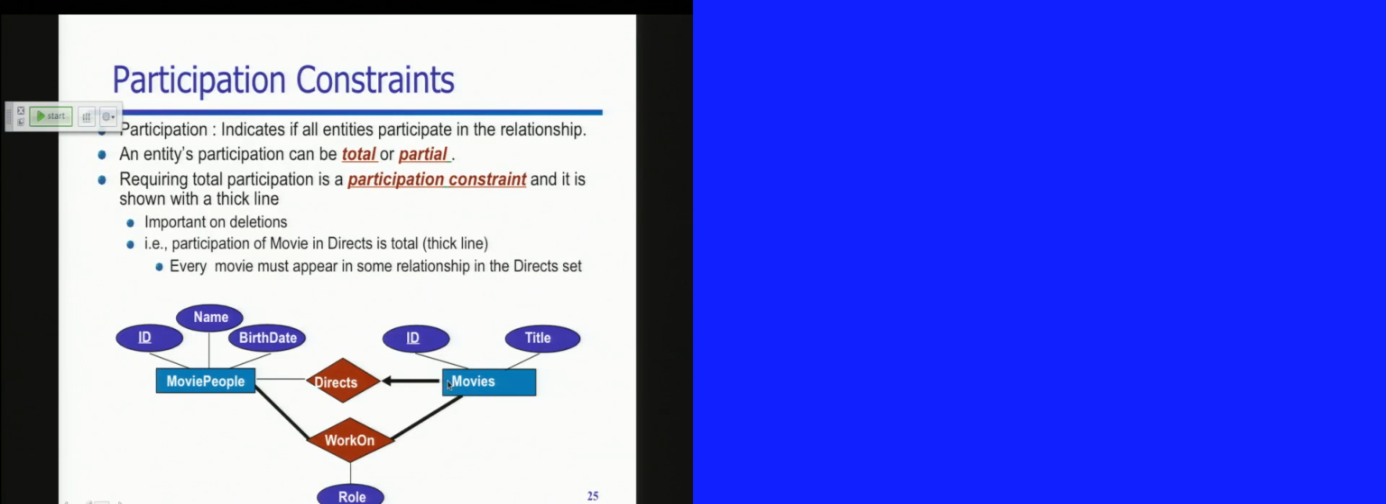Is this a good design? Probably not, because you have redundancy in it. But it shows that direct is a constraint that needs exactly one value, and work on has full participation. But it's not a good design because it might introduce redundancy. And we'll actually talk about this later and how we can remove that redundancy.